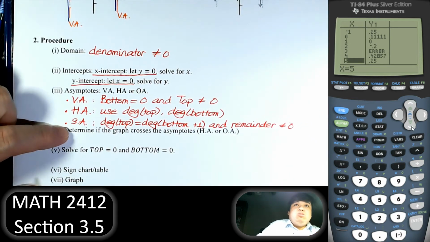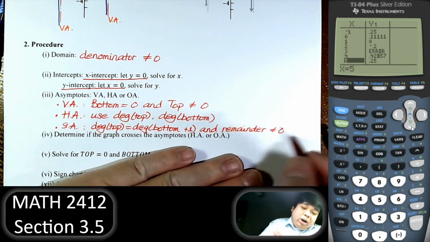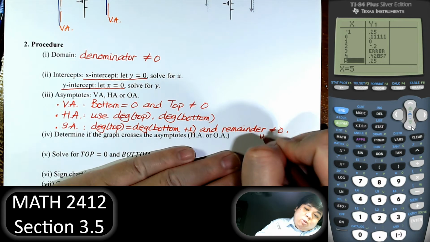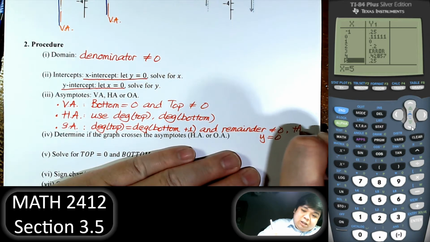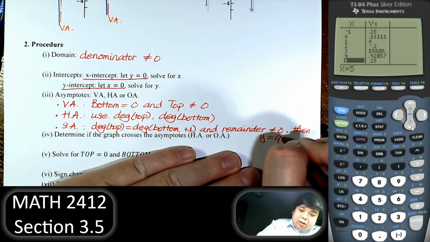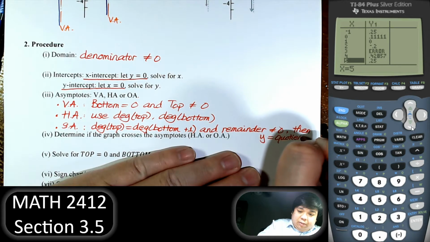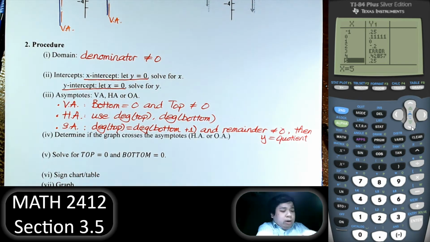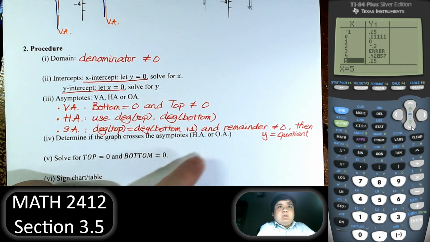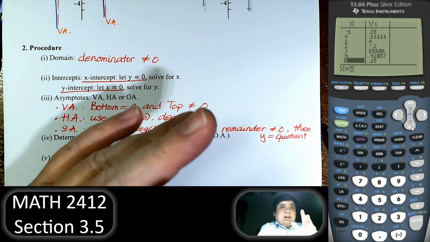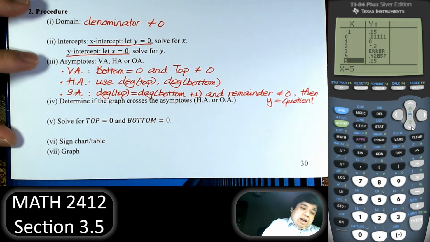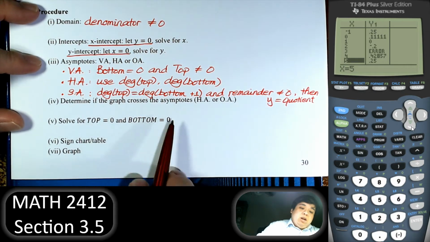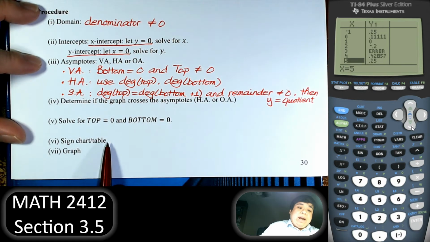Because it is the slant asymptote or oblique asymptote, and when that happens, we have y equal to the quotient. The quotient is the slant asymptote. Then determine if the graph crosses the horizontal or oblique asymptote. We do that, and then we solve for the top equal to 0 and the bottom equal to 0, so we can have the sign chart.